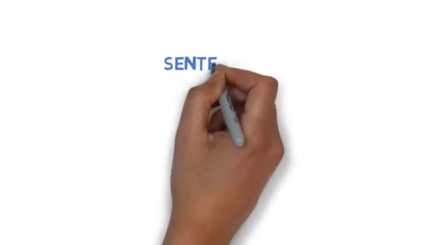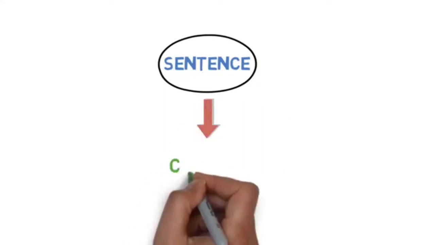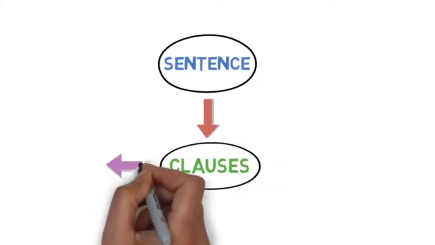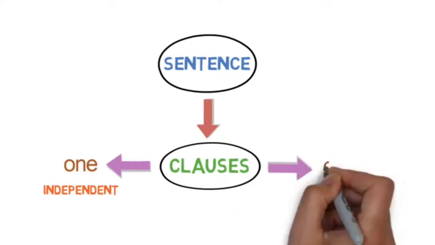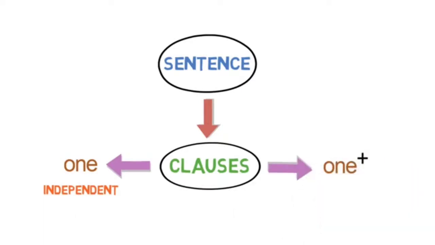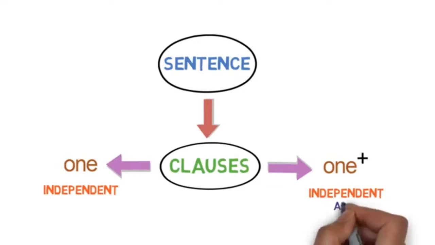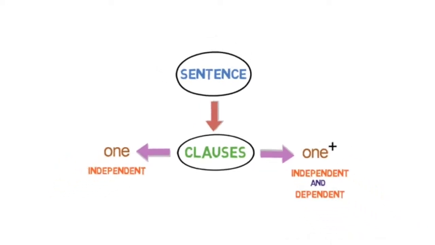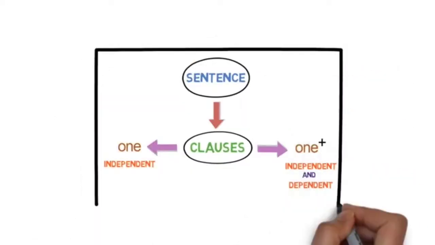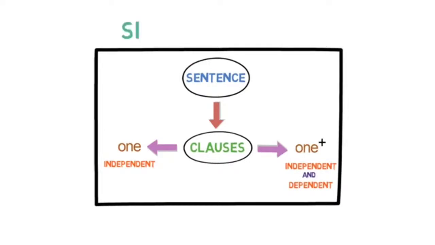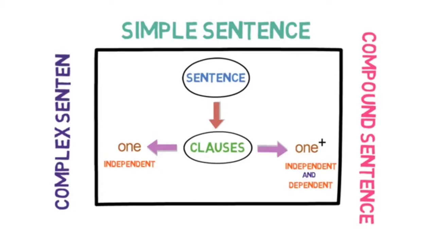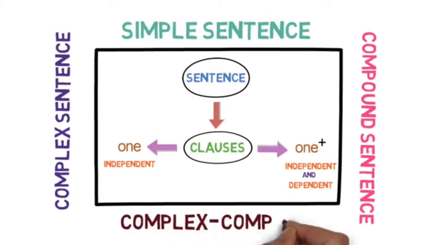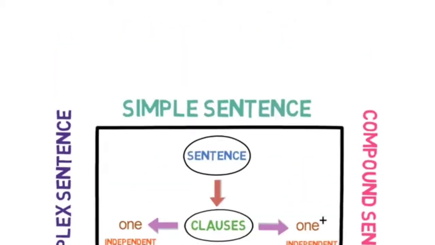What is a sentence made of? A sentence is made of clauses. It can be one clause which may be independent, or one or more clauses which can be a combination of independent and dependent clauses. Based on these criteria, the sentences are divided into four types: simple sentence, compound sentence, complex sentence, and compound complex sentence. Children, let's look into the first type of sentence, that is the simple sentence.